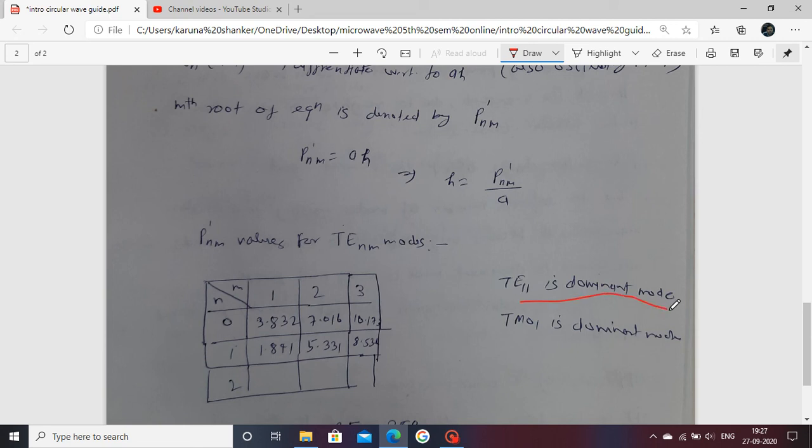You see here what the dominant mode is. TE11 is the dominant mode in the transverse electric wave, and TM01 is the dominant mode in the transverse magnetic wave. Look at the minimum value in this table: it is 1.841. This is the dominant one, where n is 1 and m is 1, that is TE11. This represents the dominant mode. The table here shows n as 1, 2, 3 and m as 0, 1, 2, and so on up to 4, 5, 6, 7. It's a large table, so we focus only on the dominant mode, whose value is the minimum.